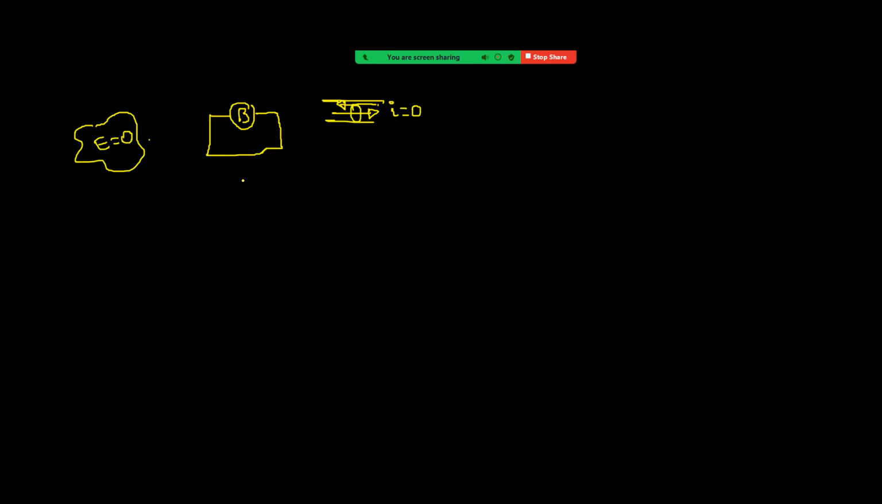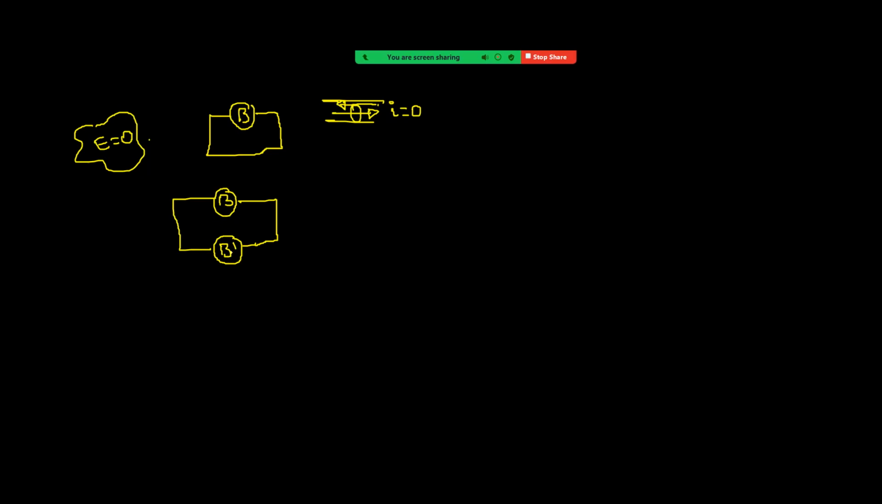Now assume that we include one battery. I'm taking the symbol as it is, for a battery. When we connect a battery, we can see that the bulb glows. It indicates that when the battery is inserted, current is flowing in the wires, and because of that the bulb is glowing.